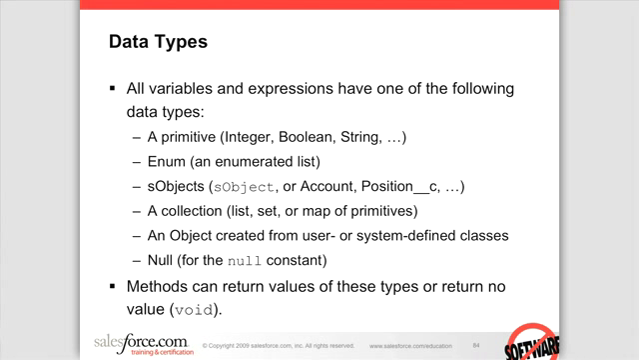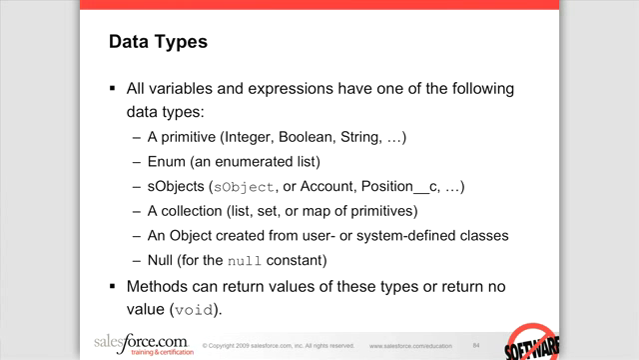There are a number of different data types that exist within Salesforce. There are primitives. We use this term a little lightly, because all primitives extend a class called object, which is a little counterintuitive. We'll talk about what the primitives are, but they're basically integers, Booleans, strings, stuff like that. There are also enumerated lists. sObjects is a data type. There are collections: lists, sets, or maps. You can create your own custom user-defined classes.